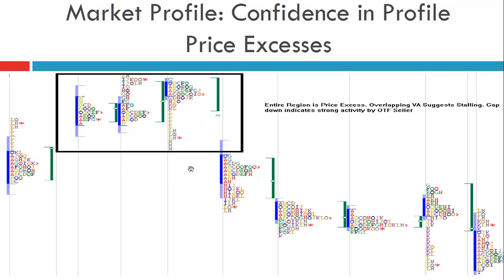So I've mentioned here that the entire region is a price excess, not just a particular bar, and the overlapping value area is suggesting stalling. So what you can see out here is a stage 3 playout. Remember the stages that I explained in the previous tutorial? This was stage 3, and stage 4 commences. This is the trend phase again. So prior was accumulation, then the trending phase, then this is distribution, and now again a downward price phase.